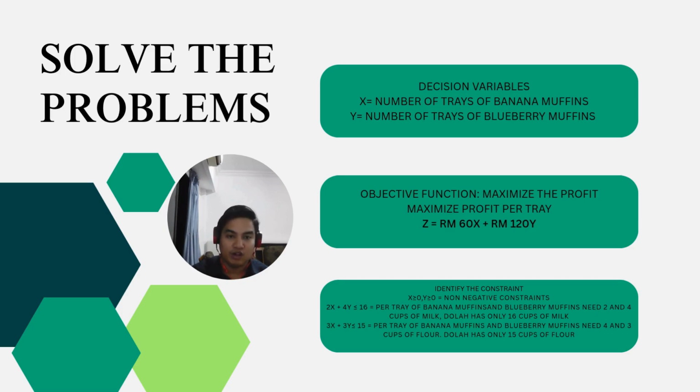To identify the constraints, starting with the non-negative constraints, which are x is bigger than or equal to 0, y is bigger than or equal to 0. For the milk, per tray of banana muffins and blueberry muffins need 2 and 4 cups of milk, and Dollah has only 16 cups of milk, so 2x plus 4y is less than or equal to 16. And the next one is 3x plus 3y is less than or equal to 15, as per tray of banana muffins and blueberry muffins need 3 cups of flour, and Dollah has only 15 cups of flour.